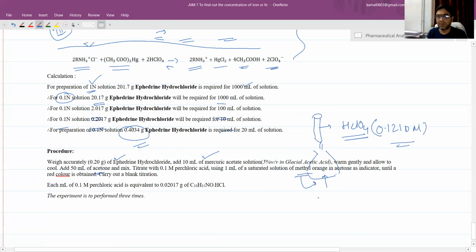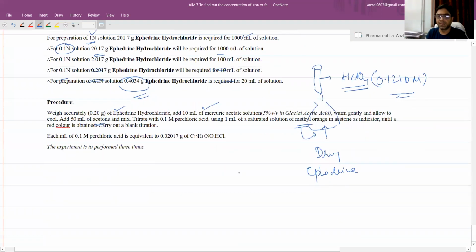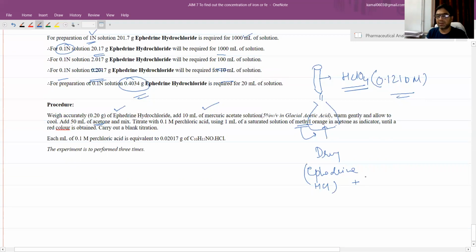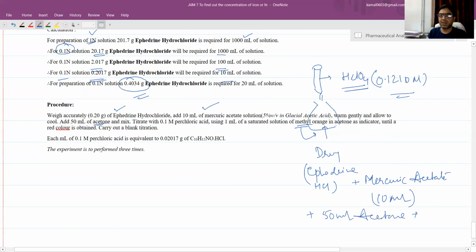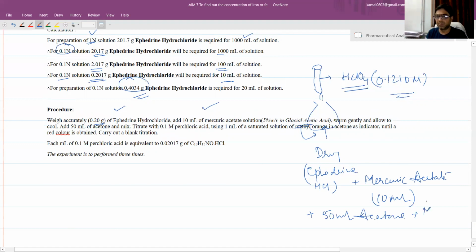So here we are taking three things. The drug, that is the ephedrine hydrochloride, we are taking in the conical flask, that is an accurately weighed amount. Then we'll take the mercuric acetate solution, 10 ml, prepared in 5% glacial acetic acid. Then we'll add 50 ml of acetone. Then we add the indicator, that is methyl orange. Methyl orange will be taken as the indicator.